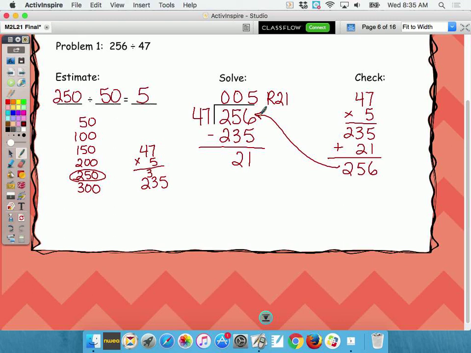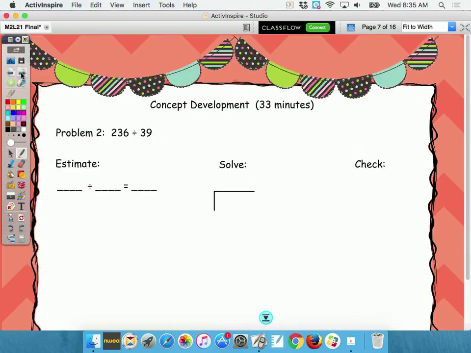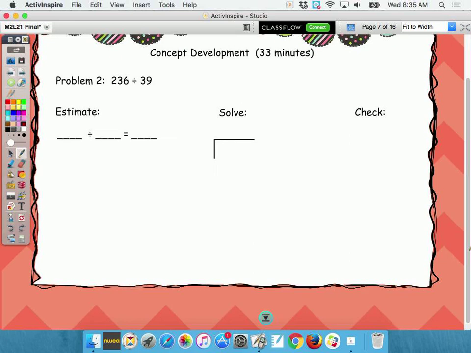So our estimate of 5 worked out, didn't it? Okay, let's look at the next one. I think we only have 4 problems, don't we? Do you have enough room to write? Did I spread them out far enough? Okay. All right. So the next problem, we've got 236 divided by 39.